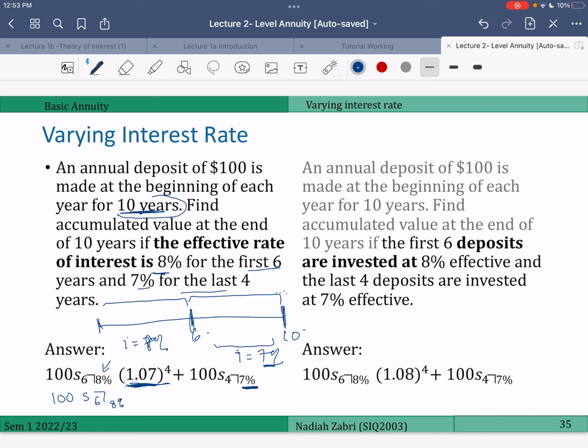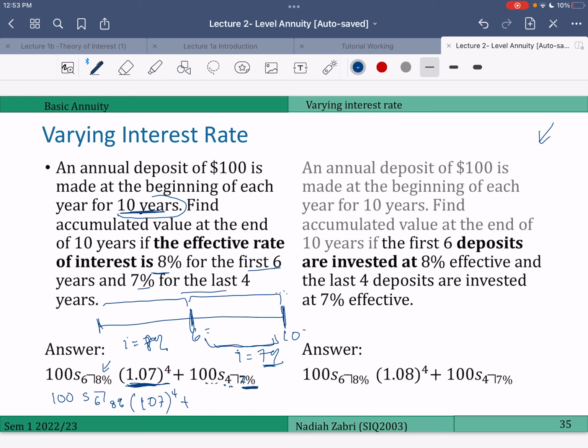Okay? So 1.07 to the power 4, plus the remaining annuity, 4 years remaining. So 100 times S angle 4 evaluated at time 7, at interest 7%. Okay. Moving on.